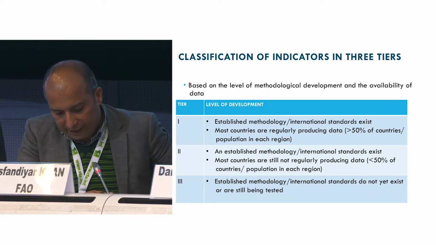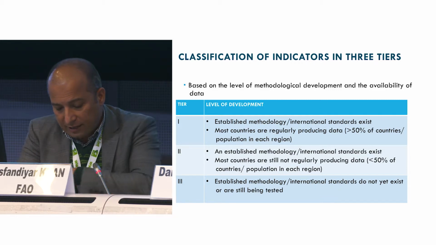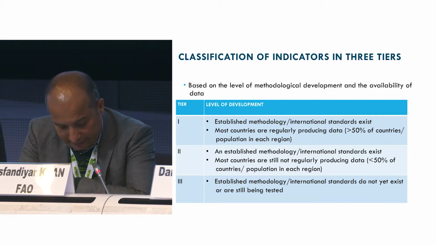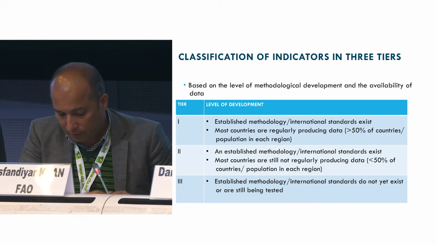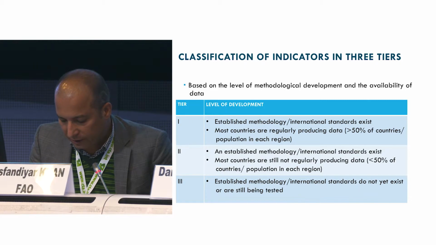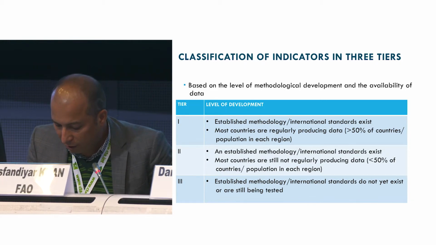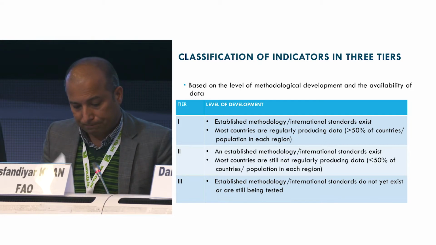Tier 2 are the indicators for which an established methodology or international standard has recently been developed, so it exists, but most of the countries are still facing issues in regularly reporting and producing data on these indicators. And tier 3 being those for which international standard is not yet developed, or the methodologies are still being tested.